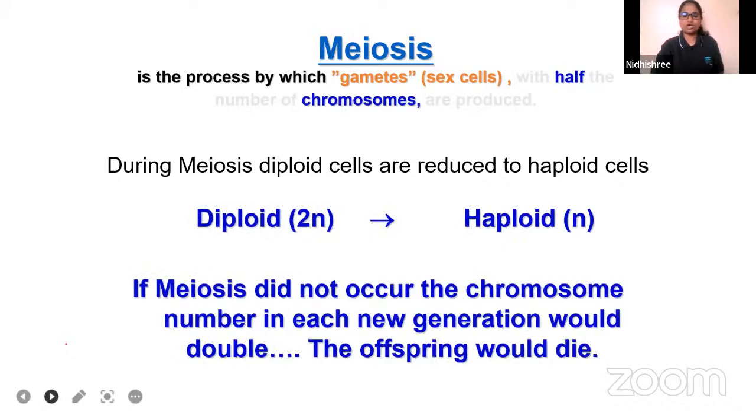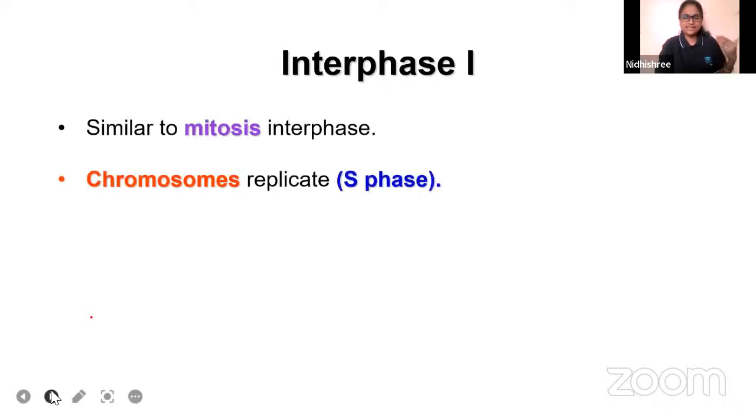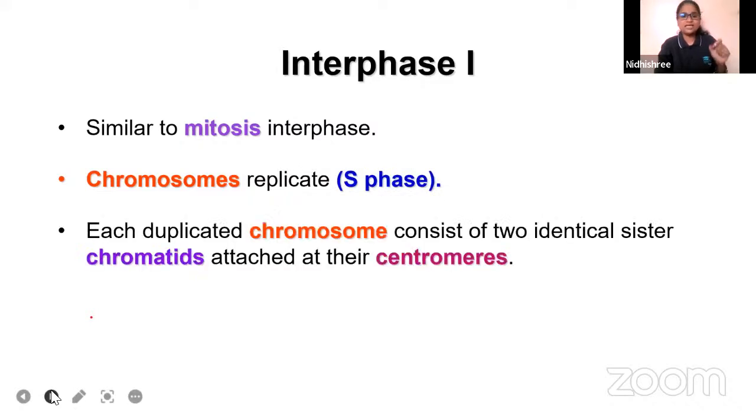If meiosis did not occur, what happens? The chromosome number in each new generation would double, and the offspring would die because it is not stable according to the environment, right? So the offspring would die. Next, what happens in interphase 1 of meiosis 1? It is the same as mitosis interphase. S synthesis phase occurs where chromosomes replicate, DNA replication occurs. Each duplicated chromosome consists of two identical chromatids attached at the centromere.